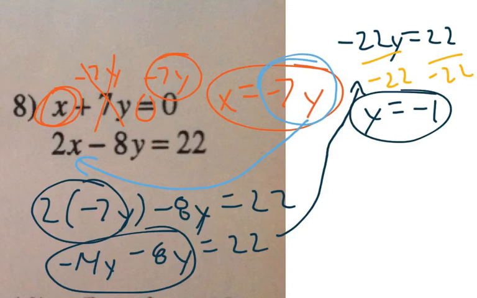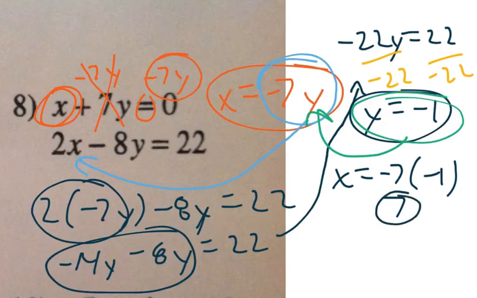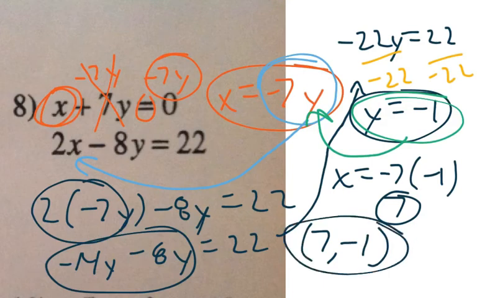Now all I have to do is take this negative 1, plug it in for the y in my previous equation, and I know that x equals negative 7 times negative 1, and negative times negative is positive 7. So my final result is x equals 7, y equals negative 1. Pause the video if you need to.